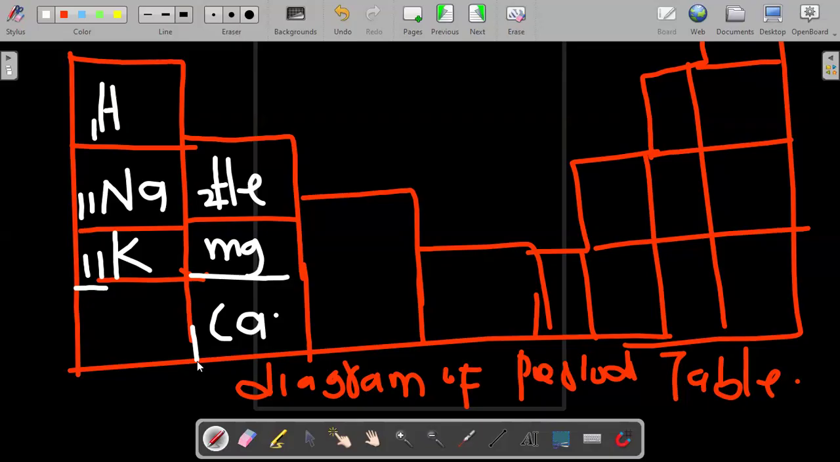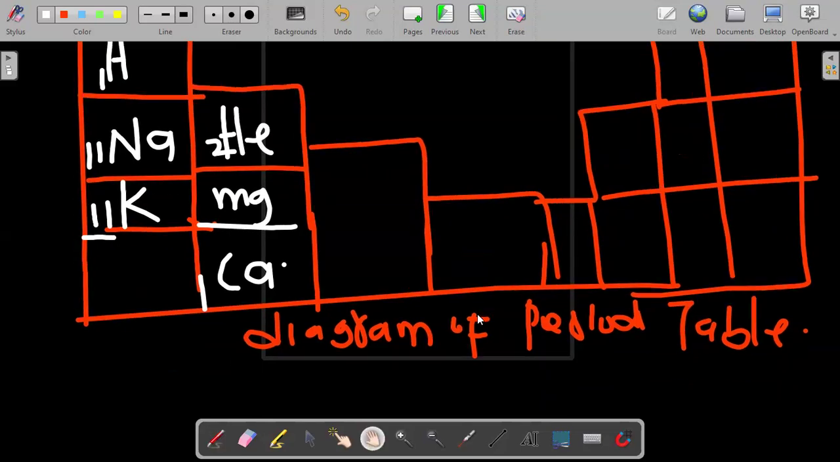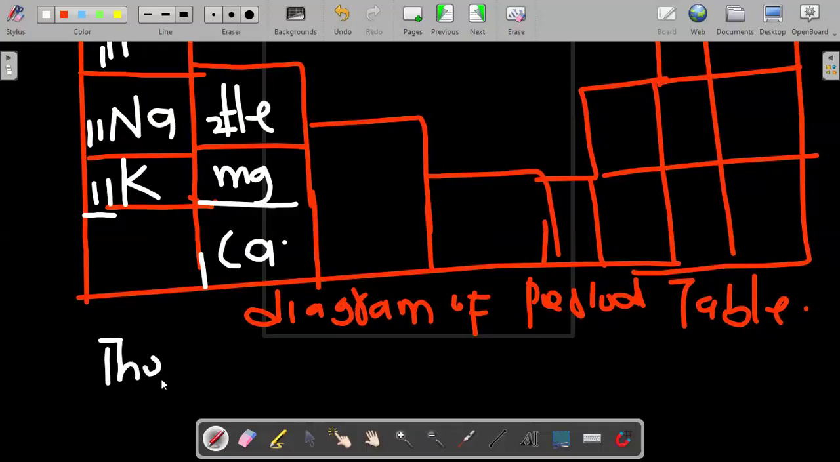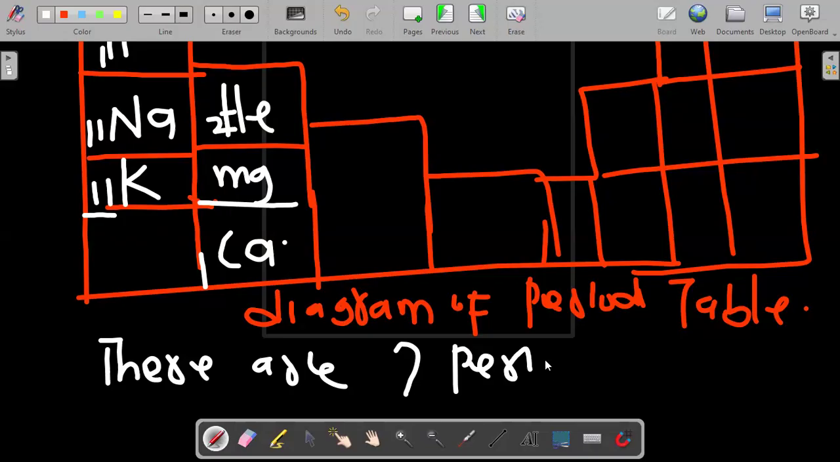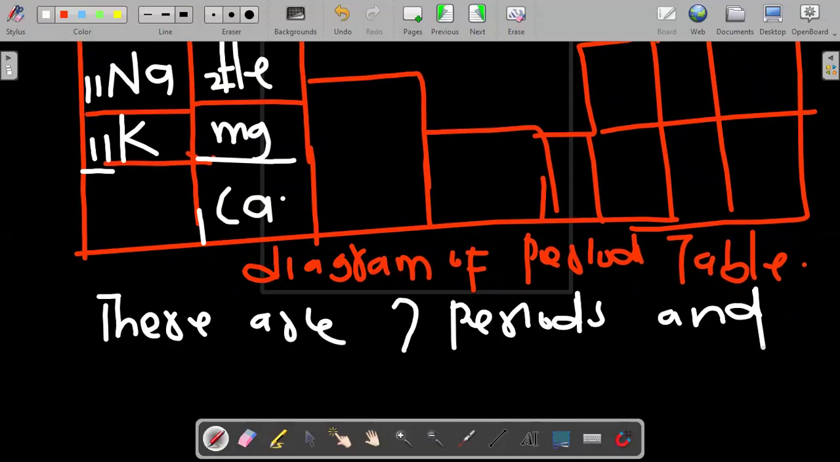So we have 7 periods and 8 groups. Take note of that. Group 1 to group 8 and period 1 to period 7. There are 7 periods and 8 groups in the periodic table.